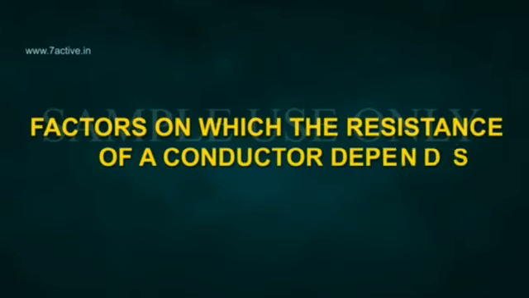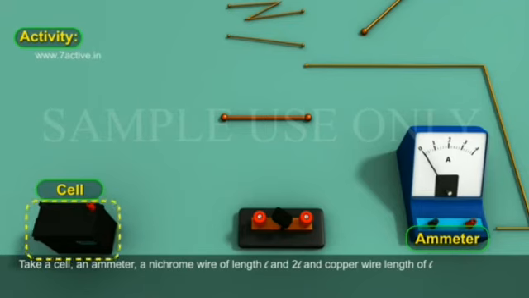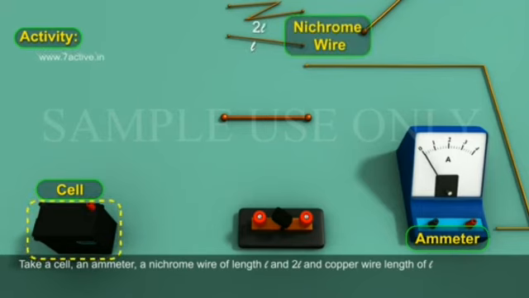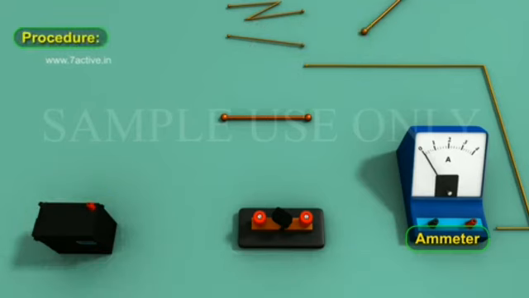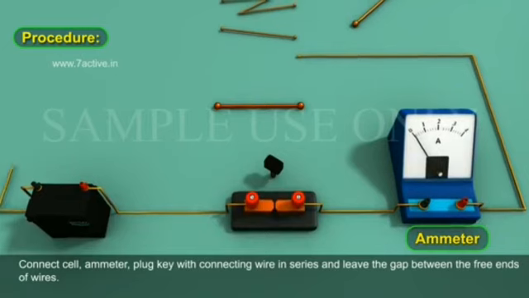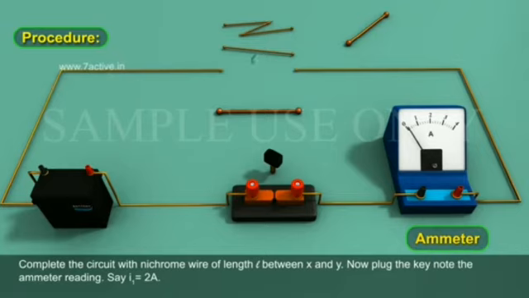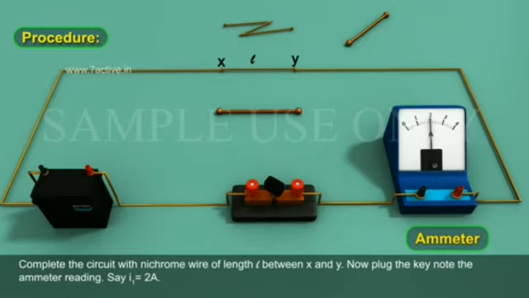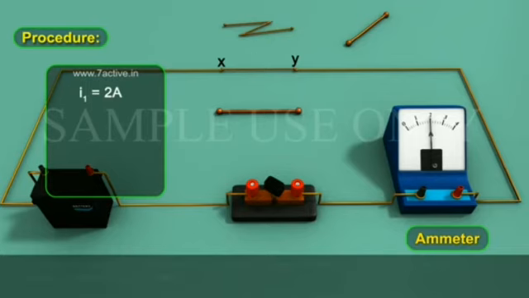Now, let us do an activity to understand the factors on which resistance depends. For that, take a cell, ammeter, nichrome wire of length L and 2L and copper wire of length L. After that, we can connect the cell, ammeter, plug key with connection wires in series and leave the gap between the free ends of the wires. Complete the circuit with nichrome wire of length L between X and Y. Now plug the key and note the ammeter reading. Now we can write ammeter reading I1, which is equal to 2 ampere.